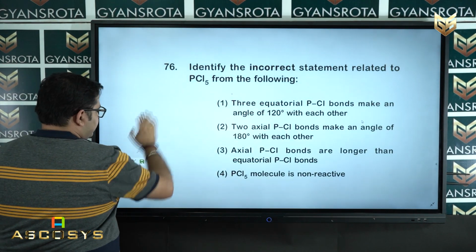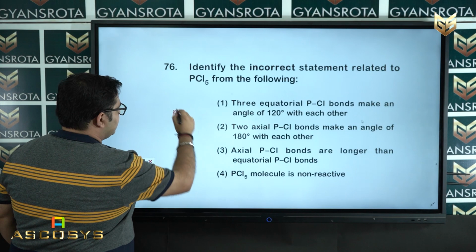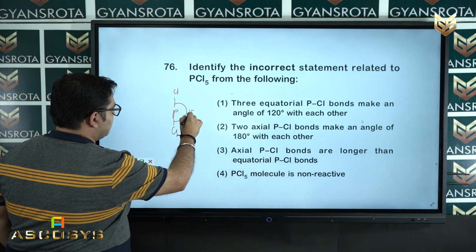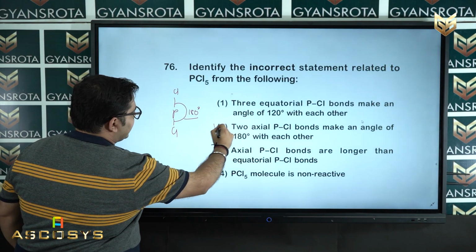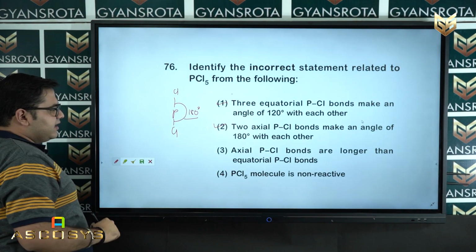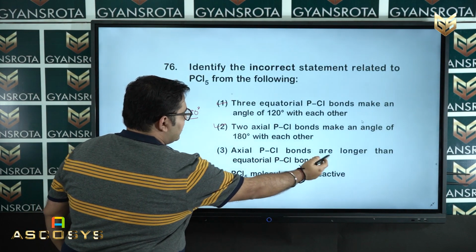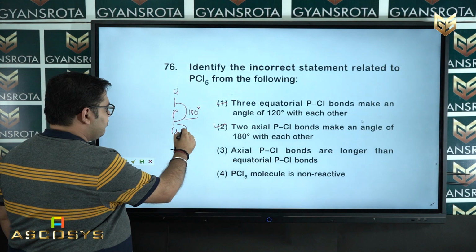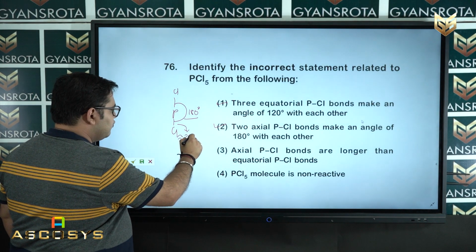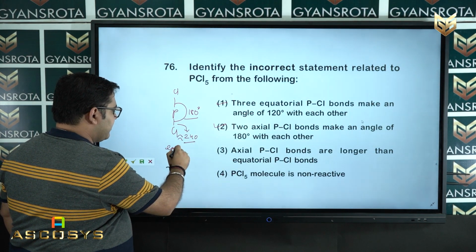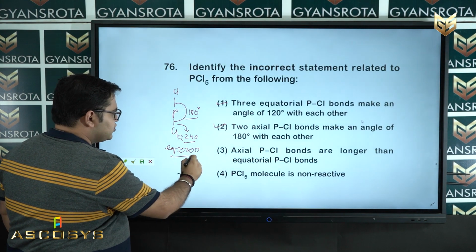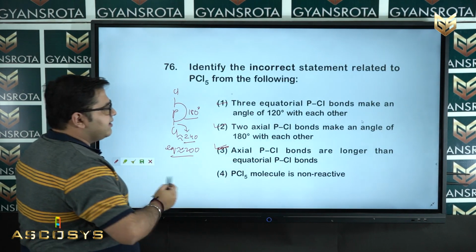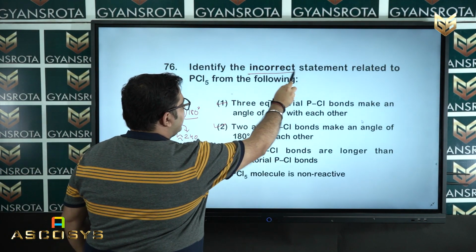Now, again I am going to rub this part and see the second option, PCl axial and axial, what is the bond angle? The bond angle is 180 degree. So, our second option is also correct. Now, axial PCl bonds are longer than equatorial PCl bonds. I already told that axial bond length is approximately 240, where equatorial is approximately 200. So, option number 3 is also correct, but in the question they ask about the incorrect one.